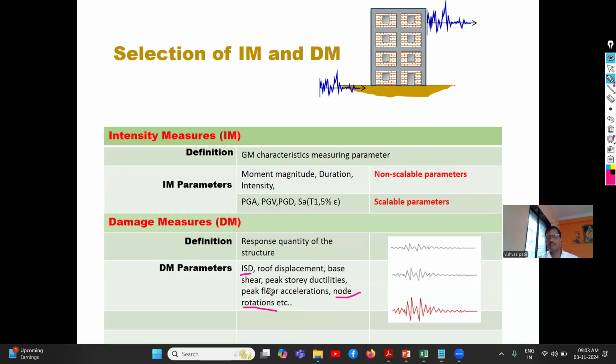But many researchers have used other parameters also, with their specific intention. So this is about intensity measure and damage measure.